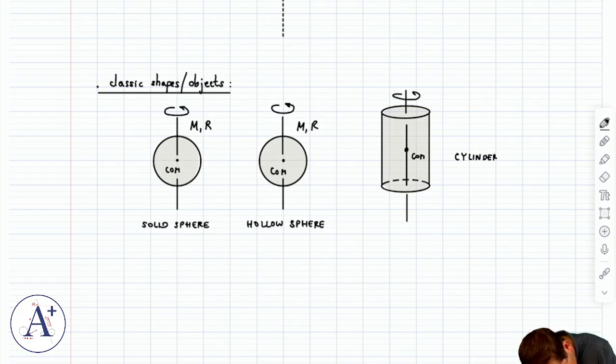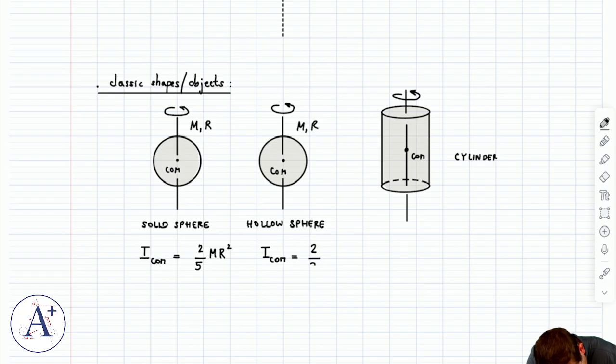Okay, so you're trying to do this, let's say. Moments of inertia will be given. You don't need to memorize them. I, center of mass, is equal to, in this case, if it's a solid sphere, 2/5 of mr squared. If it's a hollow sphere, it's 2/3 of mr squared. And if it's a solid cylinder, it is 1/2 of mr squared.